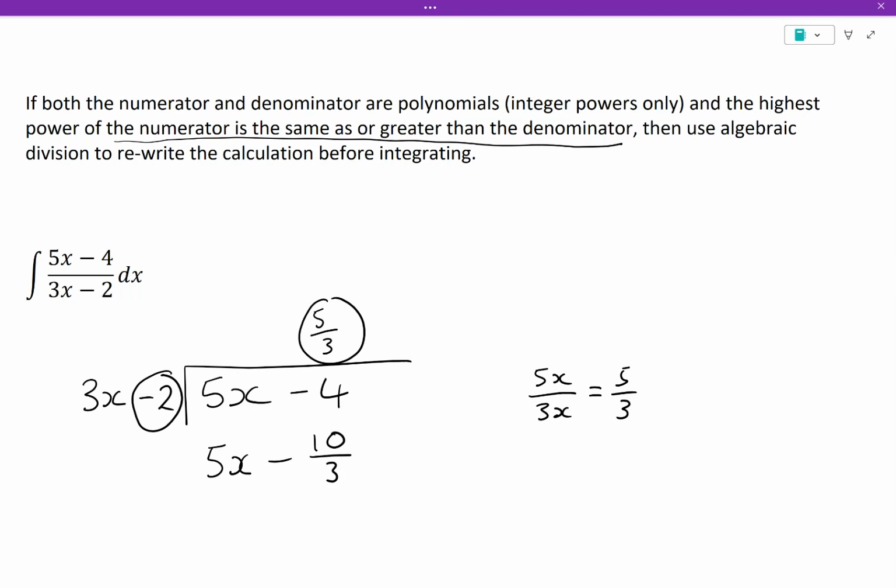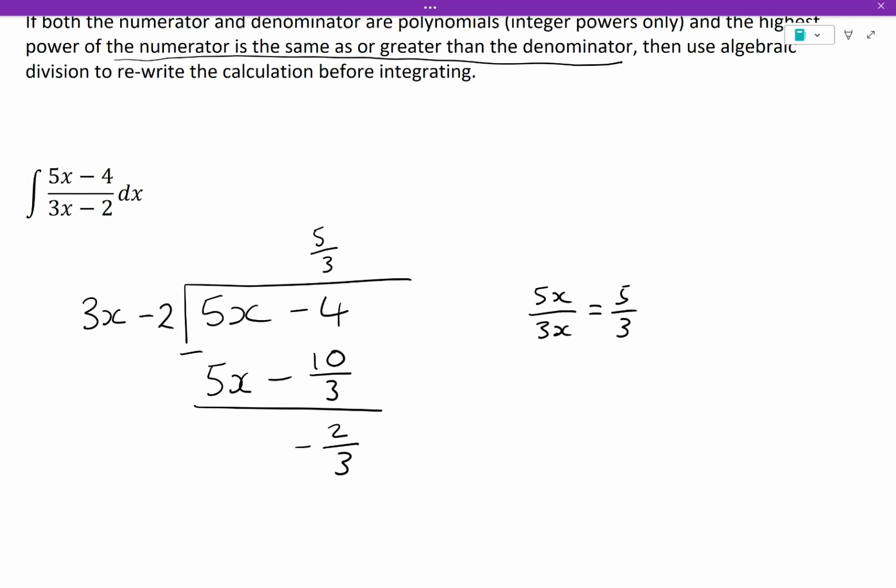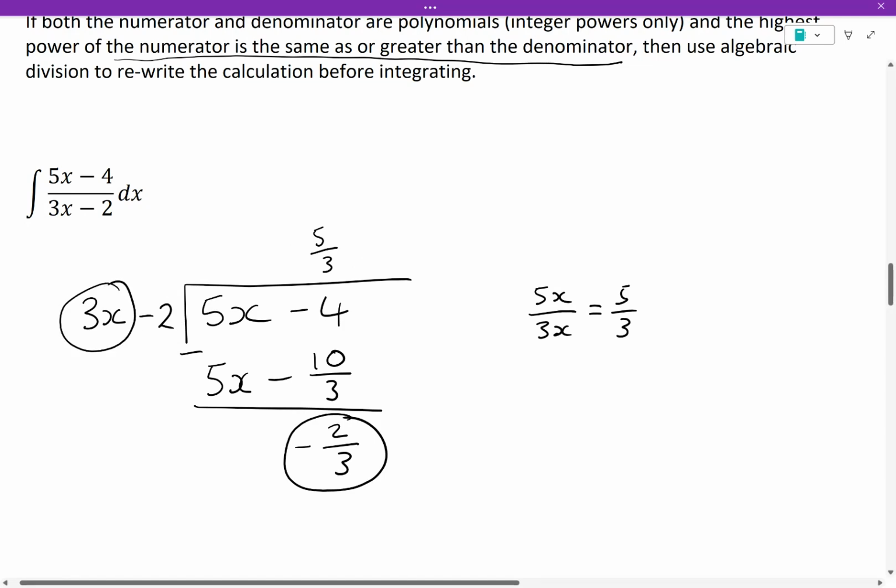What we then need to do is calculate the remainder. So we're going to do a subtraction. Now, the 5x's will cancel. And then we're going to do negative 4 subtract negative 10 over 3. So we're going to end up adding. And that is going to give me negative 2/3. Now that we've done that, what we're trying to potentially do next is do negative 2/3 divided by 3x. However, the power of x in the 3x is greater than that in the negative 2/3. So we're actually finished there. But negative 2/3, that is our remainder.